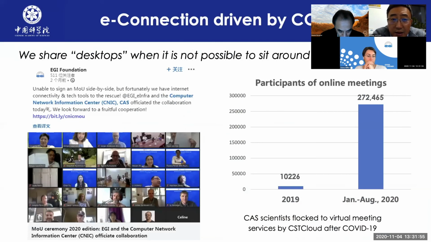And of course, this year is quite tough for everyone. So we share desktops when it's not possible to sit around desks. CNIC and our colleagues from many research institutes around the world have been actively participating in online meetings. This is a simple figure of CAS scientists flocking to virtual meetings from January to August, and till November, the number has increased more than in the previous months. That means data sharing and virtual meetings are so important in this special year and probably next year. We have a good opportunity to sit together to discuss the future of GOSC.